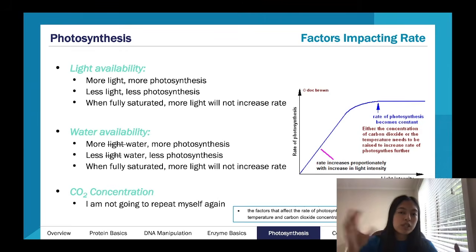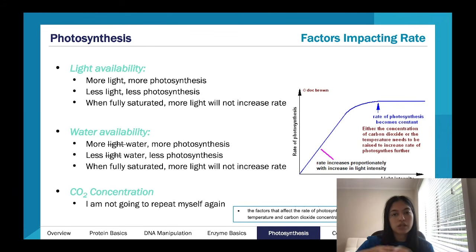You can add as much light as you want, but ultimately, there's only so many enzymes in the plant, or there's only so much water that you have, or only so much carbon dioxide. Something else becomes the limiting factor. Same with water availability. The more water, again, water is an input of our light dependent stage. It increases. You get to that plateau.